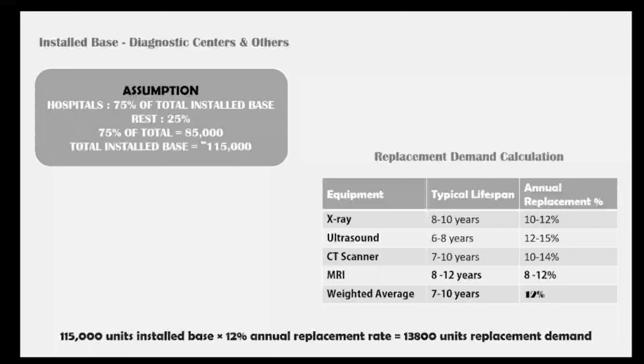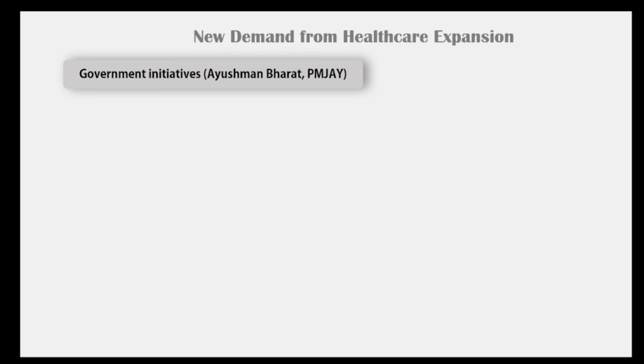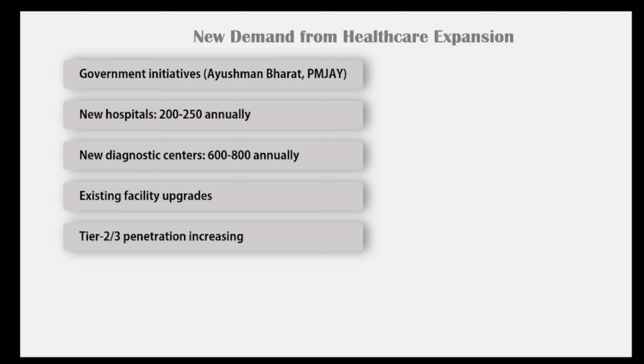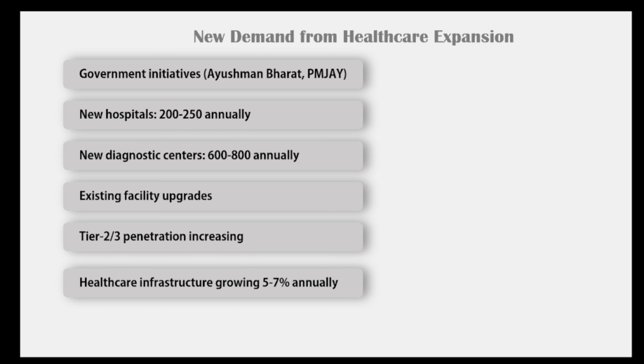year. Now, to this replacement demand, we need to add new demand. And new demand is coming from various drivers like government initiatives, Ayushman Bharat and Jan Arogya Yojana, which are building infrastructure. Also, 200 to 250 new hospitals are added annually, needing 15 to 20 imaging units. 600 to 800 new diagnostic centers are opening. Also, facilities get upgraded and tier 2, tier 3 penetration is bolstering. So healthcare infrastructure is growing about 5 to 7% annually, which is driving a 5 to 7% growth in imaging equipment demand also. So I'm going to consider an average growth rate of around 6%.